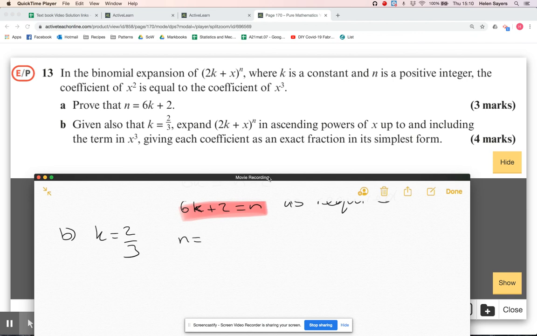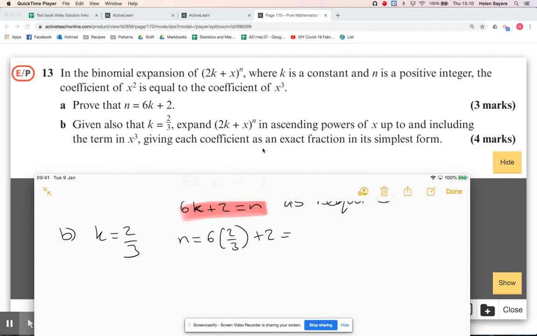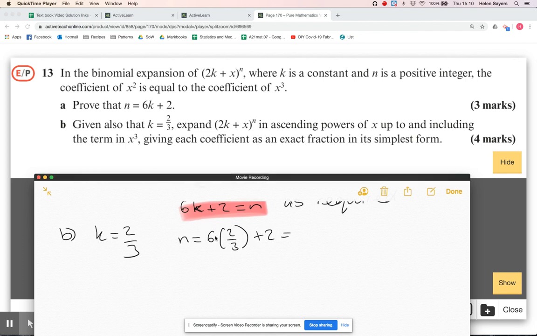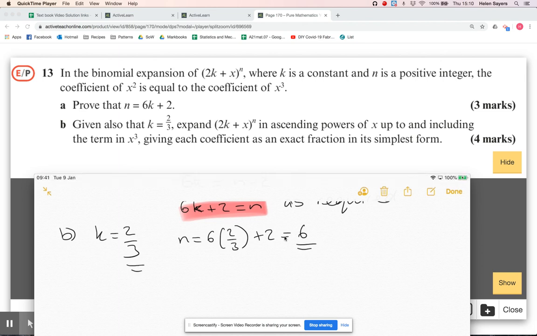So n is 6 times k plus 2. And we know n has to be an integer, because we only deal with integer powers this year. So that is going to be 12 over 3, so 4 plus 2, so n is 6. So part B is actually a lot nicer.